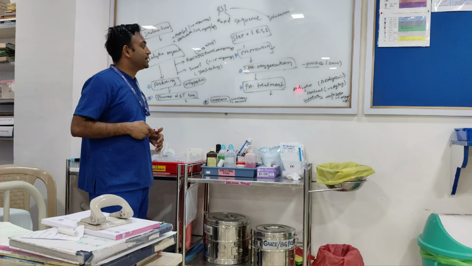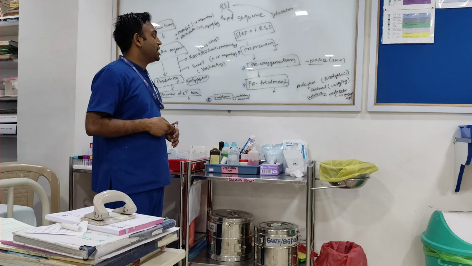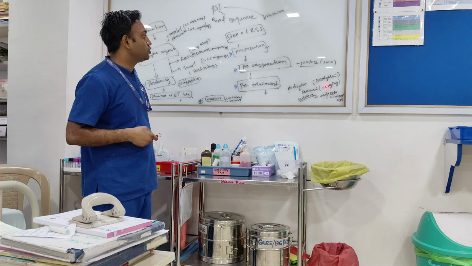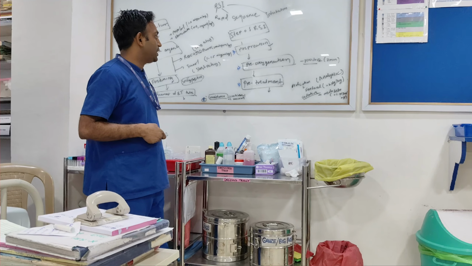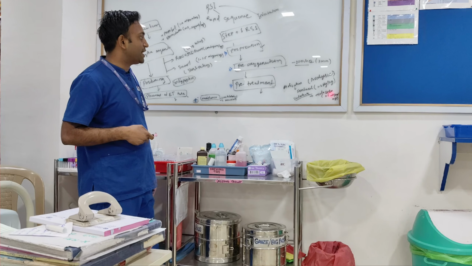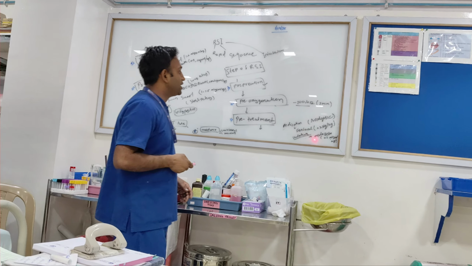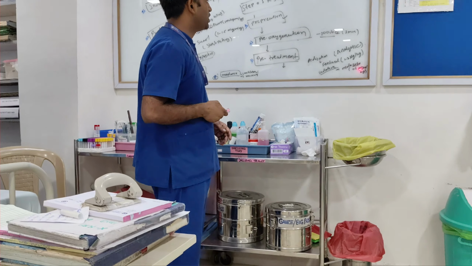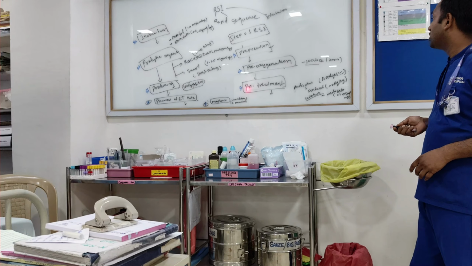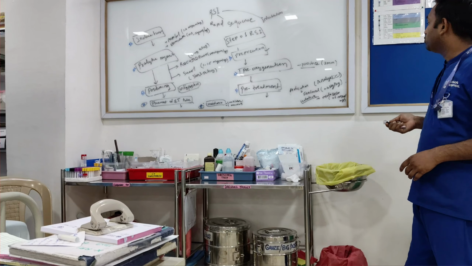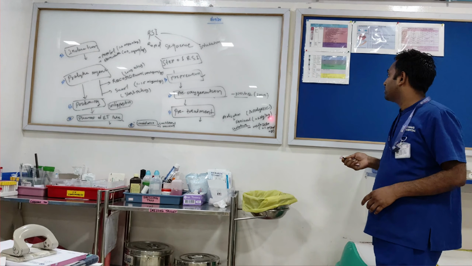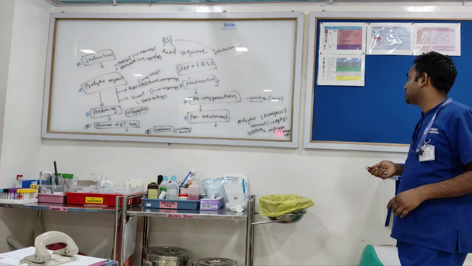In pre-treatment, the medications are: analgesic, fentanyl 1 to 2 microgram per kg, and after that sedative, midazolam 0.1 milligram per kg. This is the third step, pre-treatment.